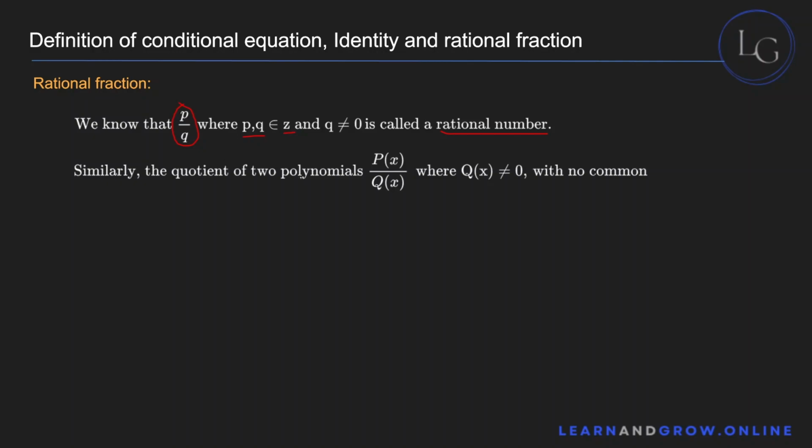Similarly, if you have two polynomials, P of x and Q of x, and so they are being divided. So P of x divided by Q of x, and Q of x must not be equal to 0, obviously. And it has no common factors. P of x and Q of x have no common factors. So basically, this is the, what do you say, the simplified form. This will be called a rational fraction, not a rational number. This will be called a rational fraction because we're dealing with polynomials on the numerator and denominator.